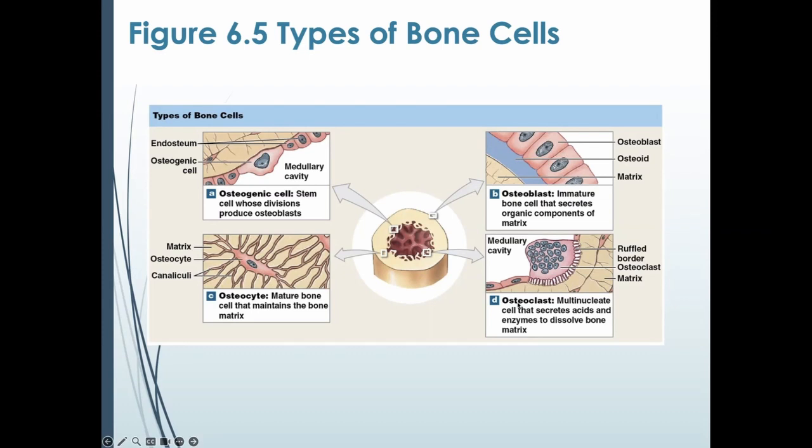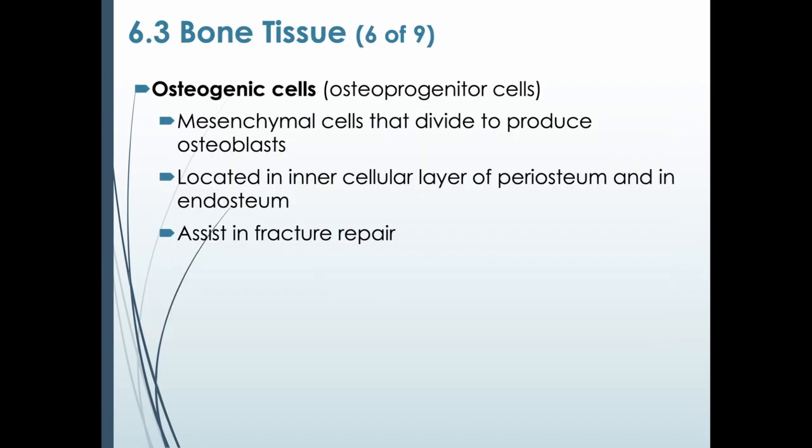And so, osteoclast. An osteoclast is a cell that is going to secrete acids to dissolve bone matrix. So osteoclast breaks down bone. Osteoblast is going to blast its organic components to make bone. And the osteocyte is going to keep that bone up, maintain that matrix. All right, hope all of those little helpers helped you.